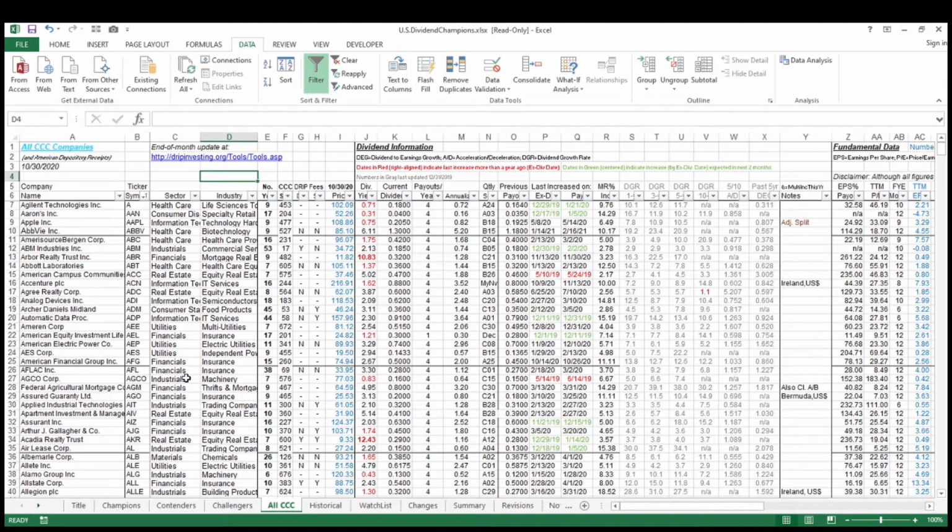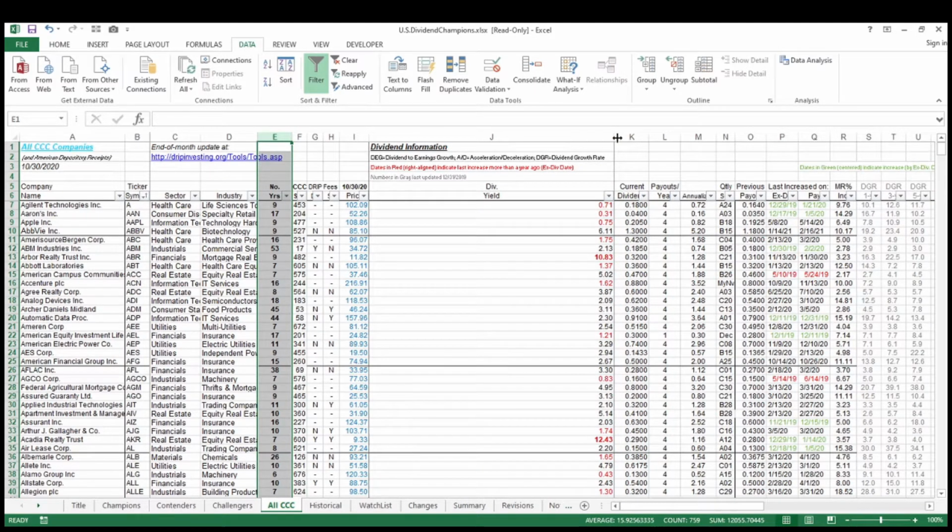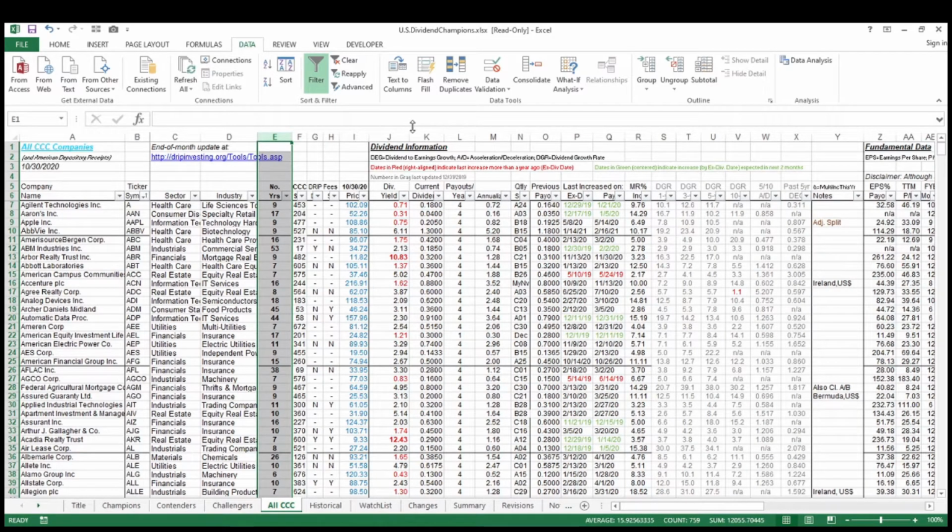There are a few really good columns that I want to highlight. Obviously, the number of years over here in column E is a very helpful indicator. So maybe you want to be strict and sort by the number of years that a dividend has been paid out. But I think for me, what would make the most sense is probably either the dividend yield over here in column J, or the quarterly schedule over here.